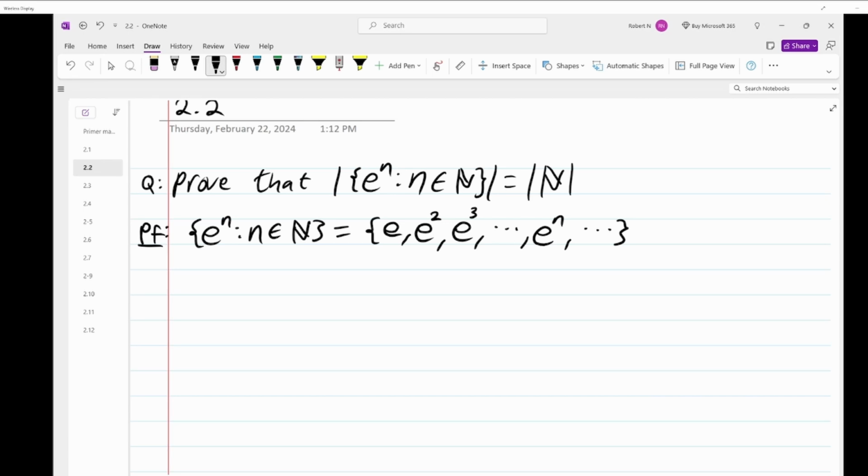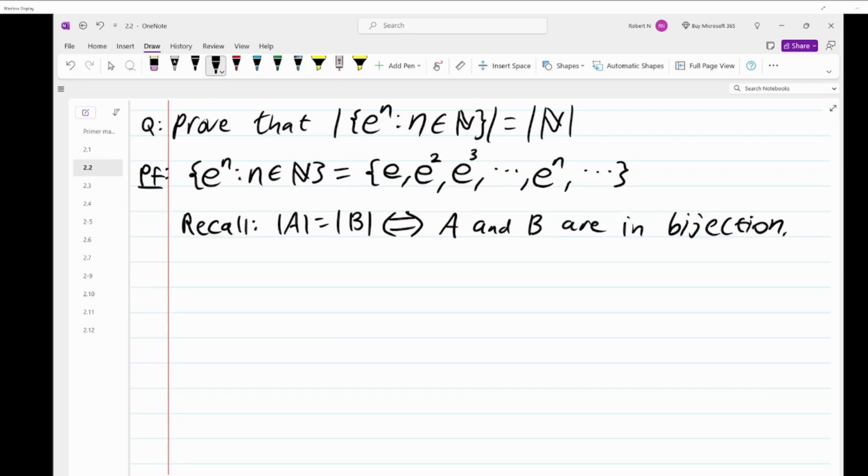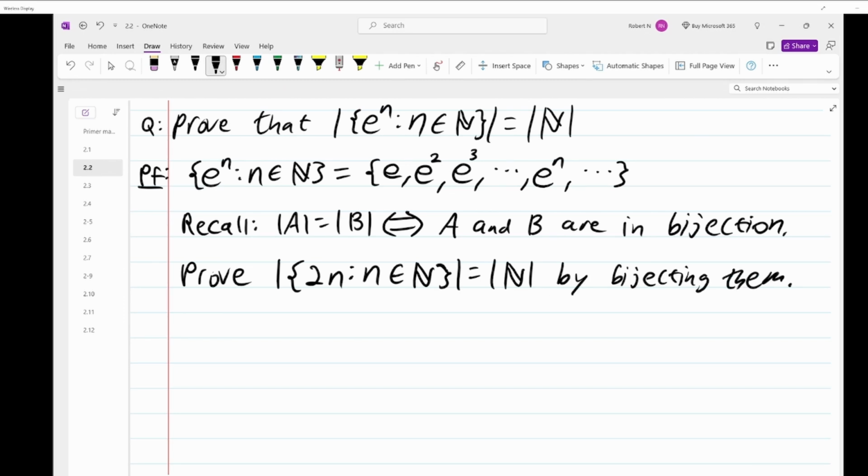And I would surmise that we do this by finding a bijection. That sounds like a wonderful idea. That's about as far as I'm getting. I don't remember how exactly to do that. If I were to ask instead that the even numbers were as big as the natural numbers by bijecting them, how'd you go about it?